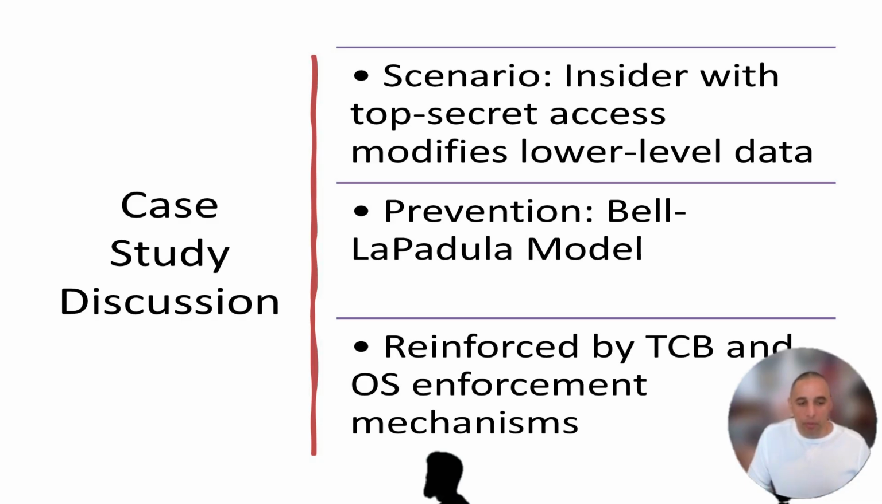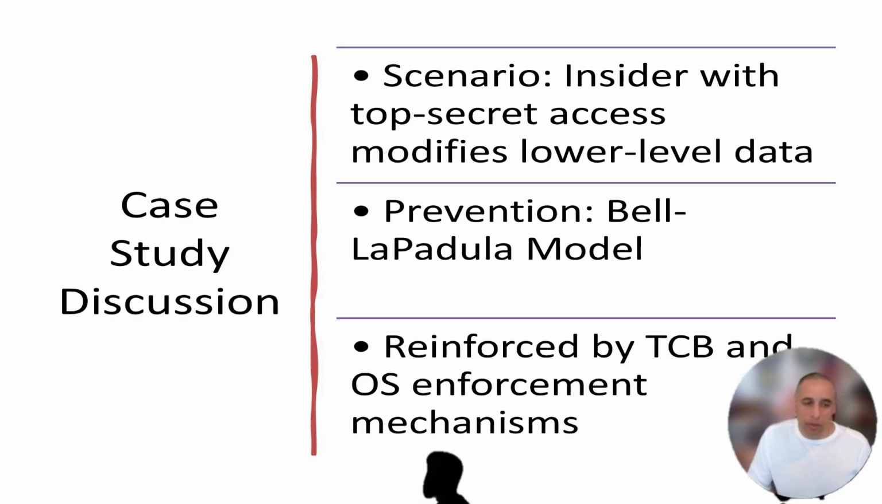Its no write-down rule ensures that users with higher clearance cannot write or modify data at lower levels, protecting against unauthorized information flow. This model is especially important in environments where strict confidentiality must be maintained, such as government or military systems. The Trusted Computing Base, TCB, and operating system enforcement mechanisms reinforce these rules. The TCB ensures that only authorized actions are permitted, and the operating system's security kernel implements these controls, making it difficult for even privileged users to bypass security policies.